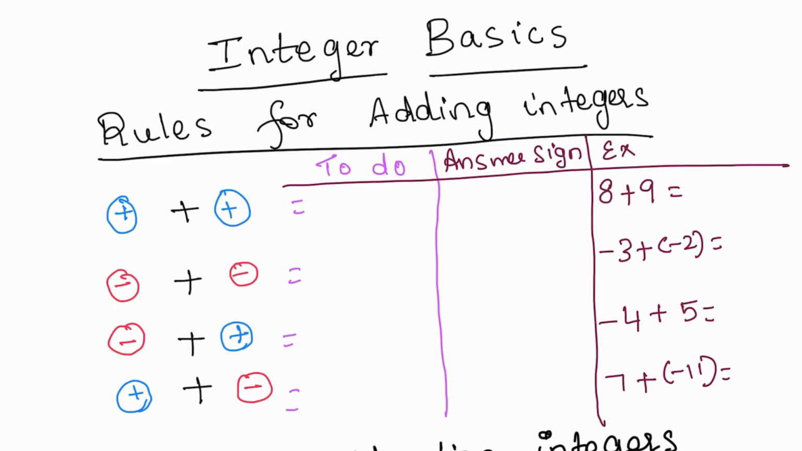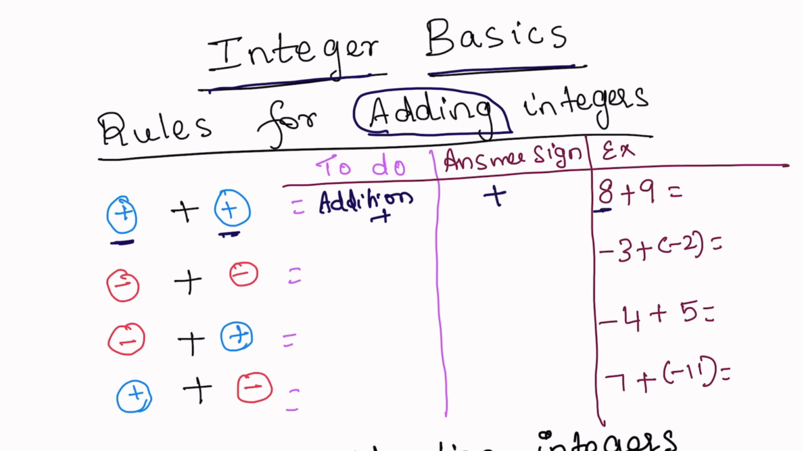In this video, we will see the rules for integer addition, subtraction, multiplication and division. So for adding integer numbers, what are the rules to be followed? When the two numbers are positive numbers, we have to do addition. We have to add. Then what will the answer be? The answer will get the plus sign.